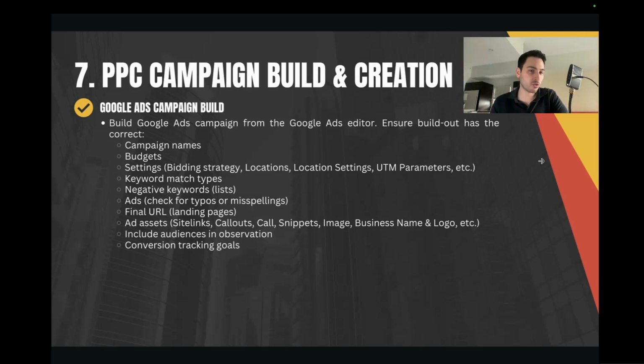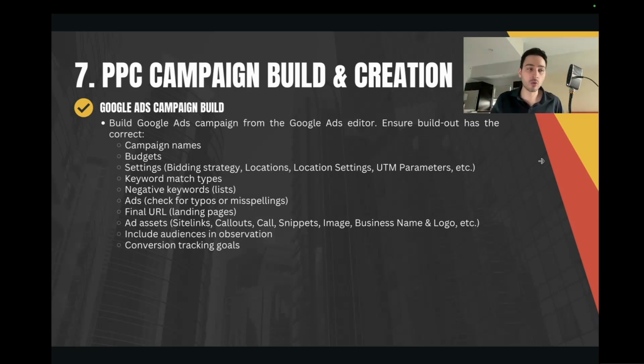The campaign names are correct. We have the correct budgets. We have the correct settings. That includes the bidding strategy, the location settings. We always add UTM parameters to all of our campaigns to make sure that in the CRM we can download and see which campaigns, which keywords, which ads were the ones that led to that specific lead, so that for the offline conversions, we can see which ones are performing the best and associate that to our campaigns to make better decisions and optimizations.